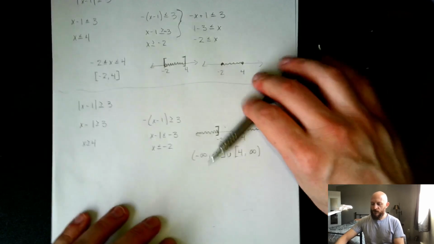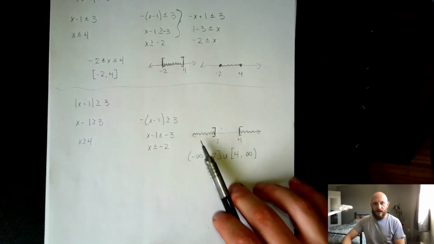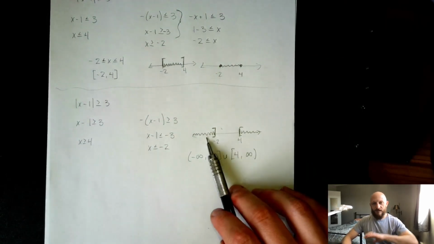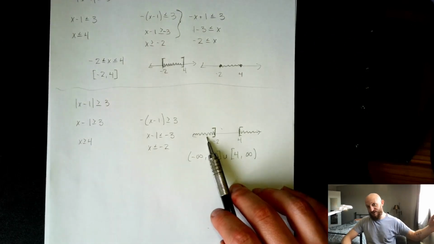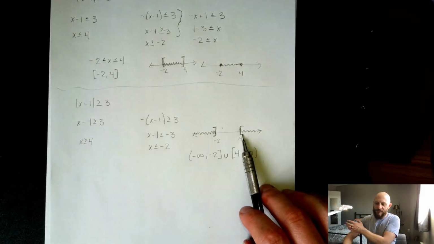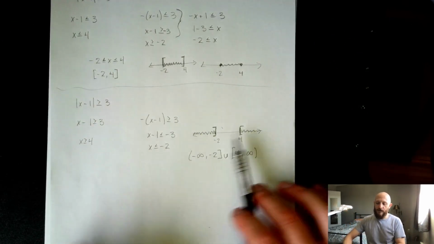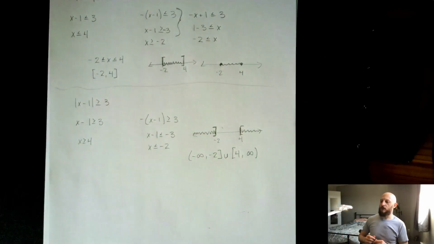You can do the same thing down here too. You just have to pick 2 different values, one that is less than or equal to negative 2, or you could choose negative 2 if you wanted, one that is greater than or equal to 4, or you could choose 4. In any case, it should all check out.